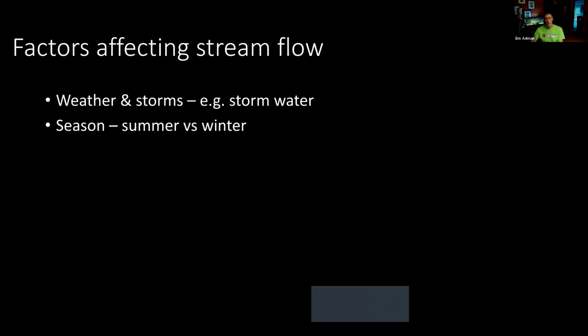Some of the things that affect the stream flow, obviously weather. If you look at the streams around here, when it's stormy, they tend to fill up really fast and get kind of, we call them flashy. The level of the stream goes up and the volume of water goes up pretty quickly. Some streams around here will go dry in the summertime versus running more strongly in the wintertime.